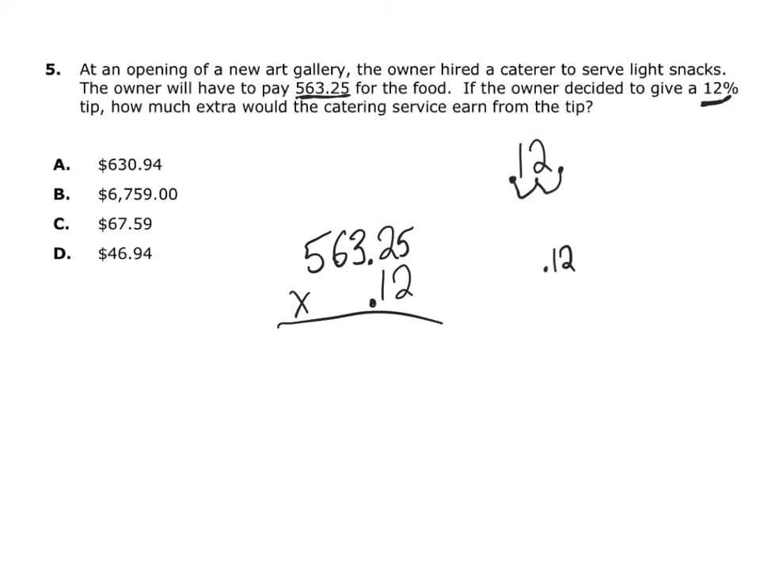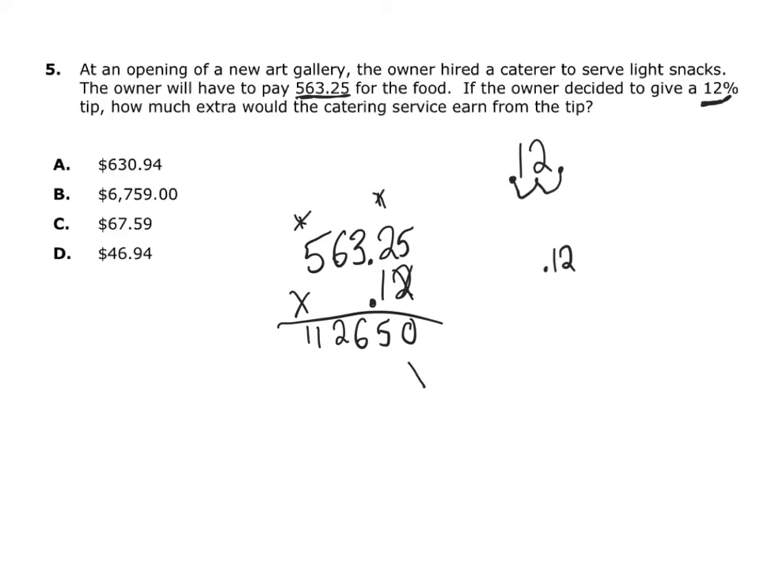Okay, so now we have 2 times 5 is 10, carry the 1. 2 times 2 is 4, plus 1 is 5. 2 times 3 is 6. 2 times 6 is 12, I carry the 1. 2 times 5 is 10, plus 1 is 11. We have to cross out what we're done with.